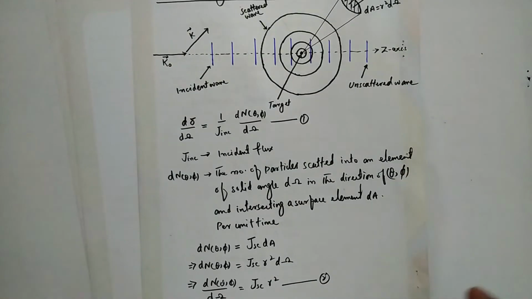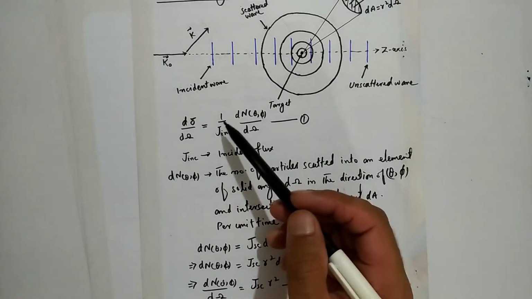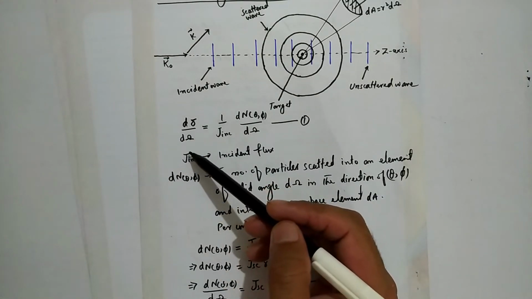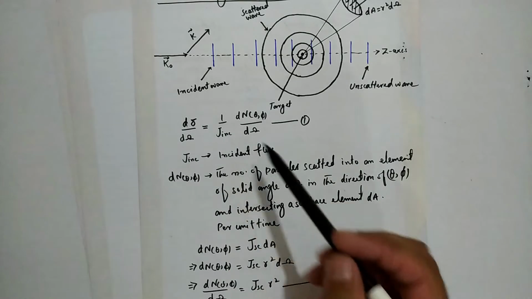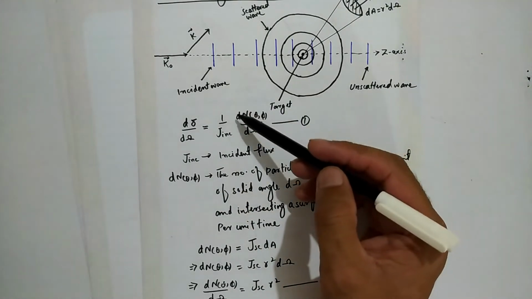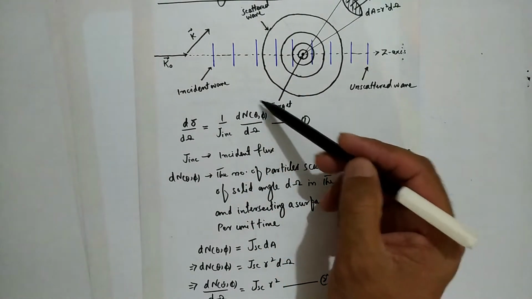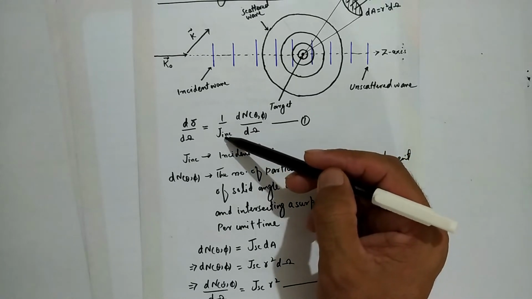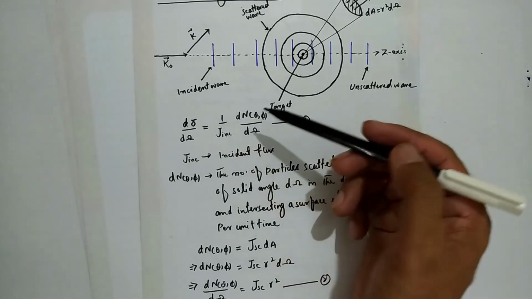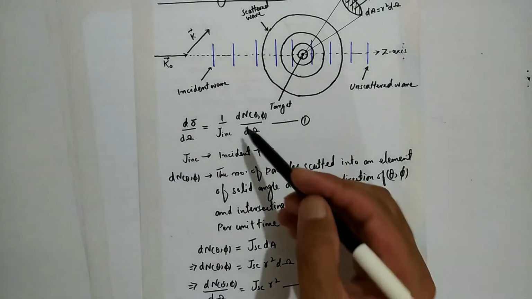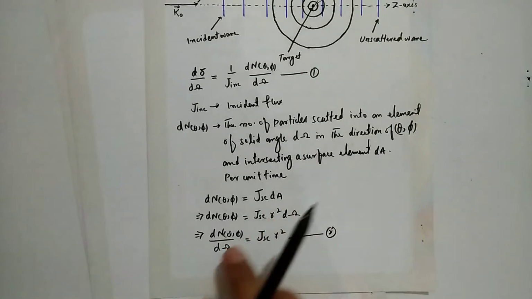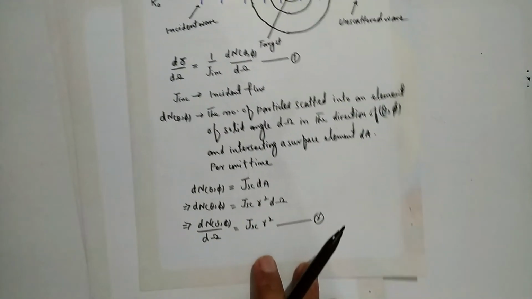Here let me tell you, our job is to find this d sigma over d omega, which is the differential cross section, for which we have to calculate this term, which is dn over d omega, as well as the incident flux density. So first of all, we are going to calculate this term, which is dn over d omega, using equation number 2.